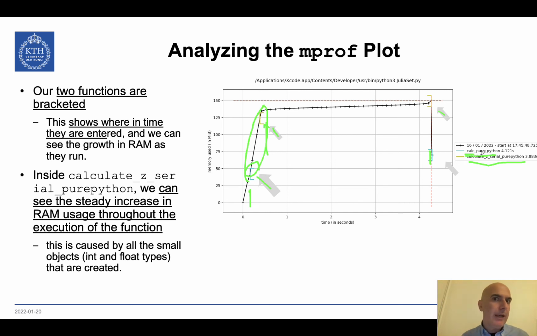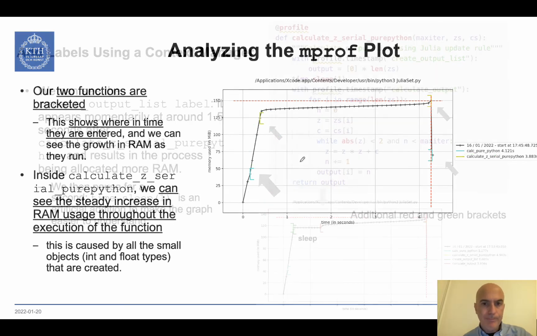You remember where we have the allocation of the cs and the zs lists? That's the part where we ramp up. From this point on, we have the for loop going through all the pixels and calculating the thresholds, the escaping condition. So we can see the steady increase in the RAM usage here and through all the execution of the function.